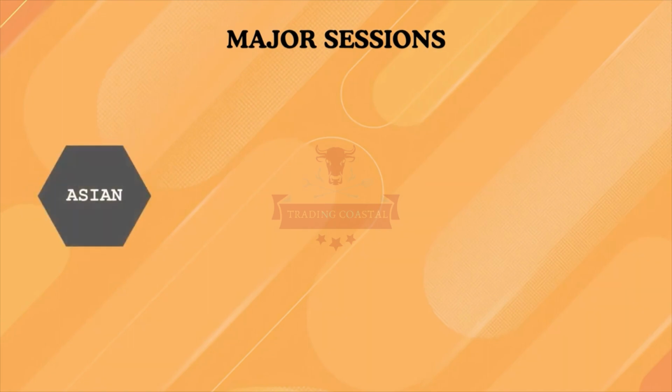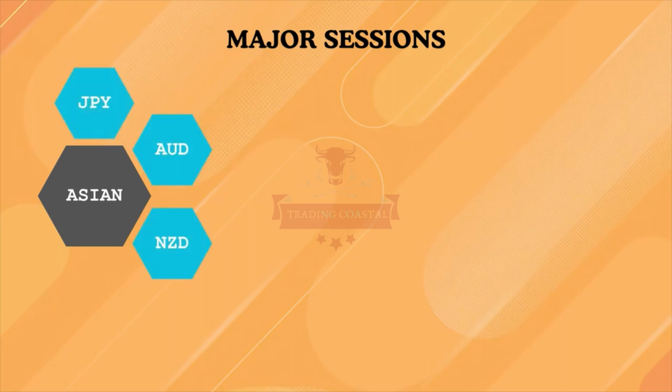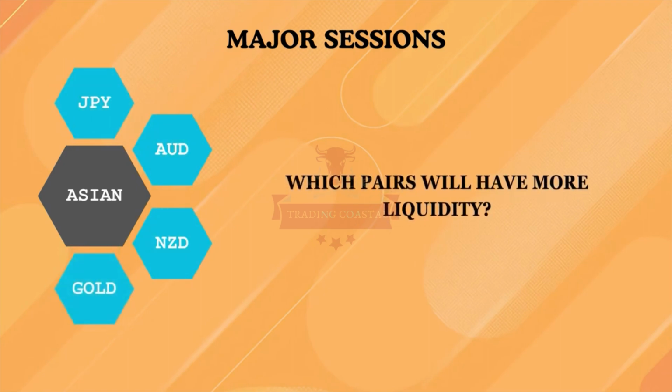The first one is the Asian session. In the Asian session, what you are going to find is that we have the Japanese yen, the Australian dollar, the New Zealand dollar, and some movements in gold as well. This is important to understand which pairs will have more liquidity and are easier to trade in the sessions.